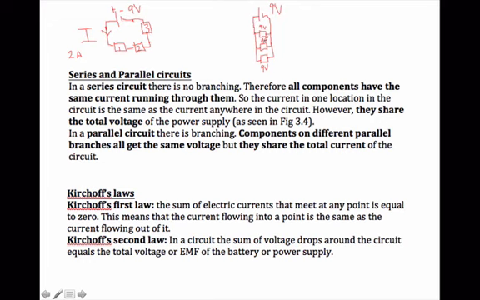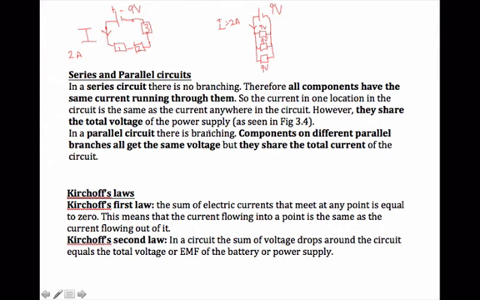Right, so they each get the same amount, the full amount. However, if our current, again at this point, was 2 amps, the current in here wouldn't be 2 amps. So the current in here is 2 amps, it branches. So the current here would be less than 2, less than 2, and less than 2. But added together, the current in here, plus the current in here, plus the current in here would have to equal 2.